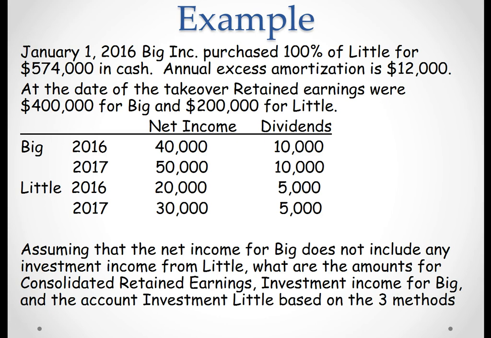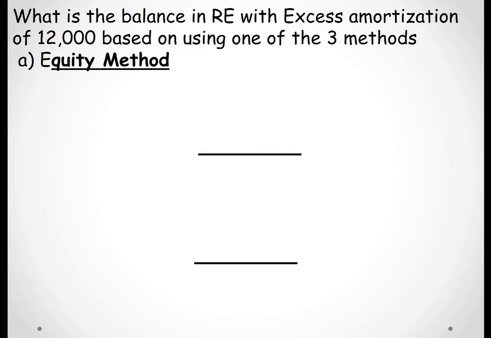On January 1, 2016, Big Inc. purchased 100% of Little for $574,000. We have annual excess amortization of $12,000. At the date of the takeover, retained earnings were $400,000 for Big and $200,000 for Little. And here are the results over the next 2 years. Assuming that the net income for Big does not include any investment income from Little, what are the amounts for consolidated retained earnings, investment income for Big, and the investment in Little account based on the 3 methods?